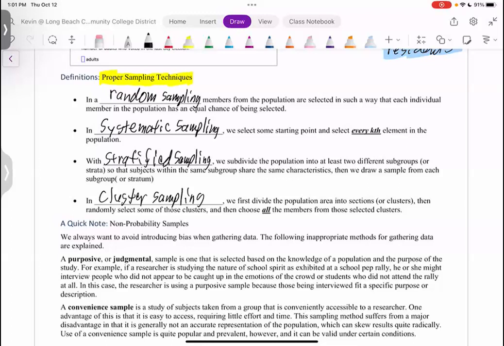Stratified, we have meaningful groups, and we get a few from each group. Cluster would be they're put into groups, and then groups are selected, and we test everybody in the groups that are selected. I know they sound similar.